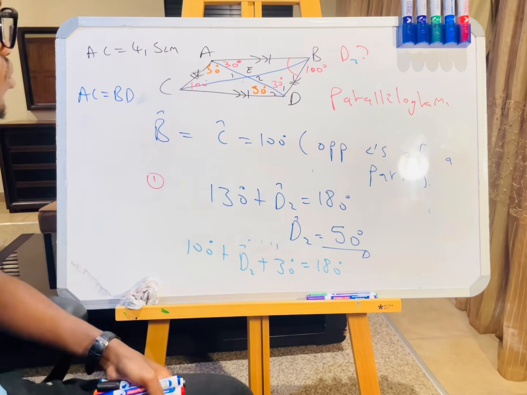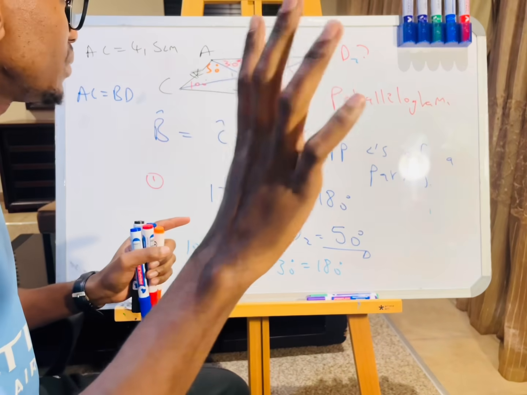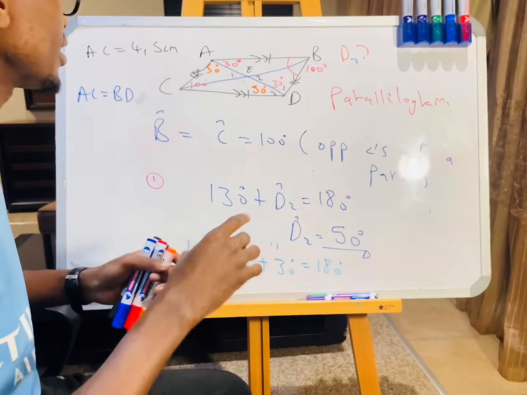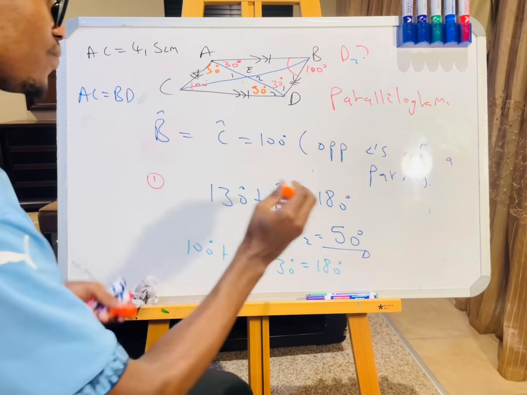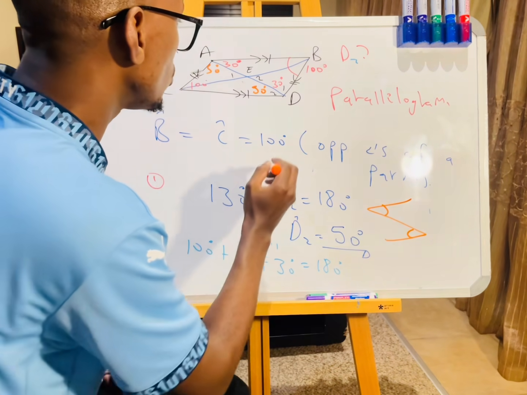Hey, what did I do? Guys, I think I made a mistake. Please, guys, I feel like I might have made a mistake. I don't want to cause confusion. Look, that Z, it was this guy and this guy, which is D2.